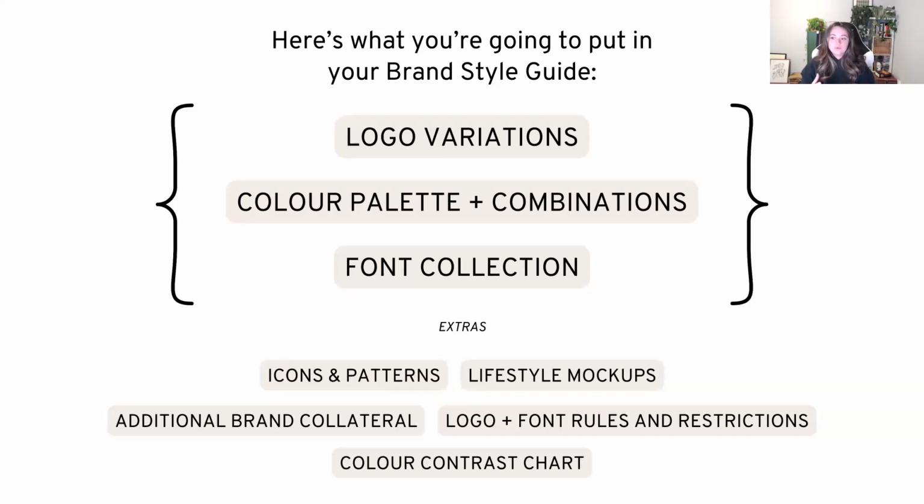There's a lot of extra things that you can add to a guide, like icons and patterns, lifestyle mockups, additional brand collateral like business cards, all of that kind of stuff. You can add in font and logo rules and restrictions. And then you can also add a color contrast chart, which if you guys have questions about that at the end, I can definitely show you that one. But we're just going to stick to the basics, everything that you need to know to build a guide.